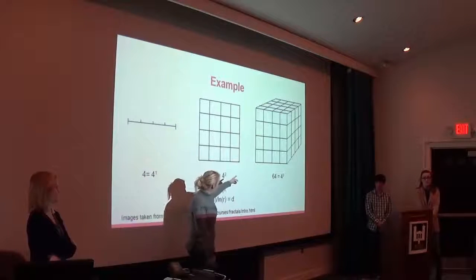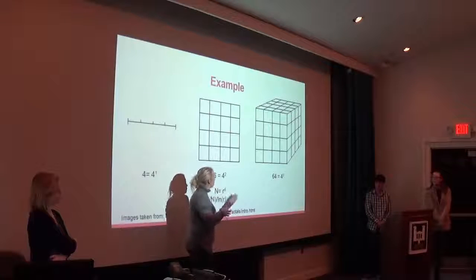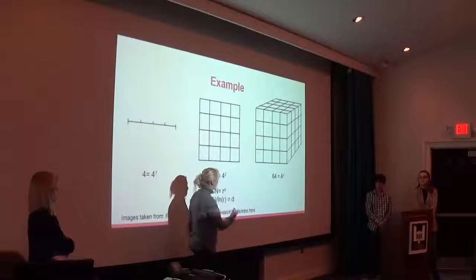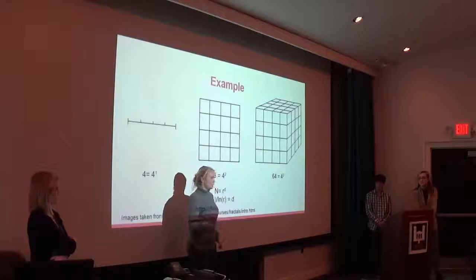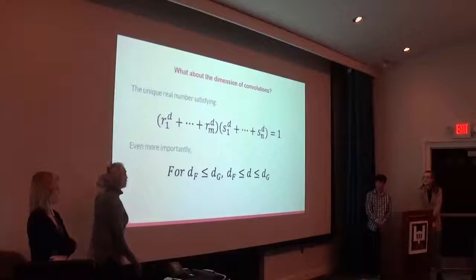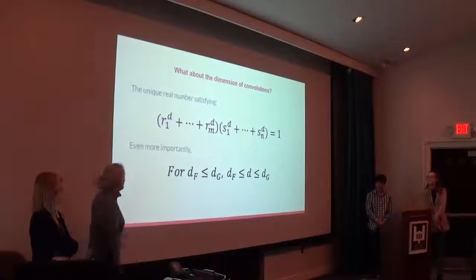And the same thing with the cube. You take one little cube, scale it by four, you get the big cube, and it takes 64 of those little cubes to get the entire cube, which is going to be your scale four cube. So that's a three-dimensional object. So then in all of those cases, the dimension was just the exponent.